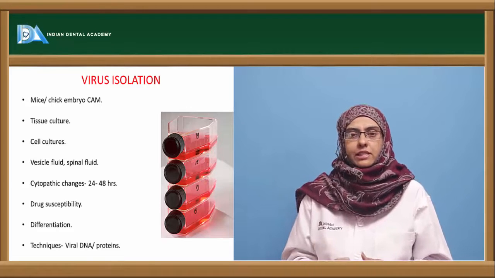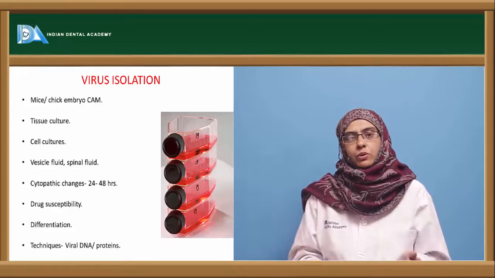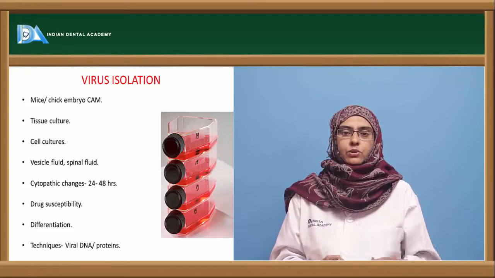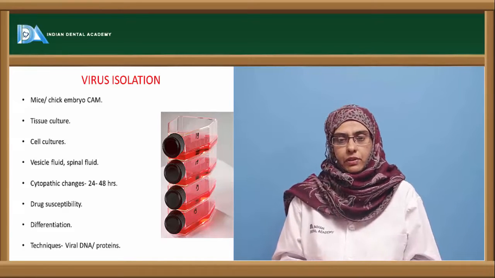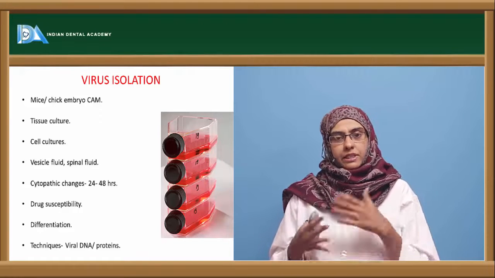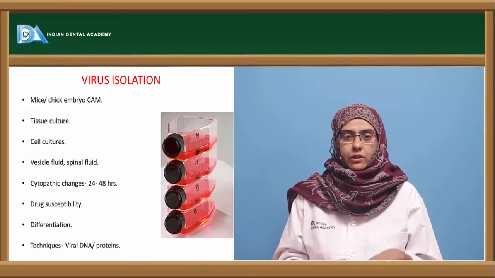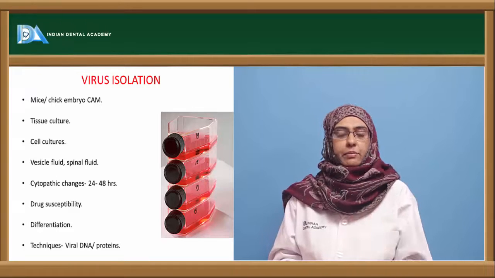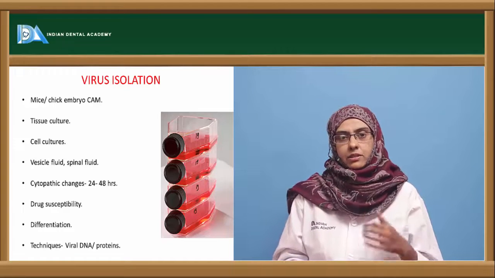There are different cell cultures that can be used, such as human fibroblasts, HeLa cells and Vero cells, to grow the organism. The specimen that is mostly used to grow the organism in the lab is the vesicular fluid or the spinal fluid. The organism can be seen in these fluids and can be used to grow them in cell cultures. You can look out for the cytopathic effect for 24 to 48 hours and a minimum of 4 days before giving a positive or a negative result to the patient.